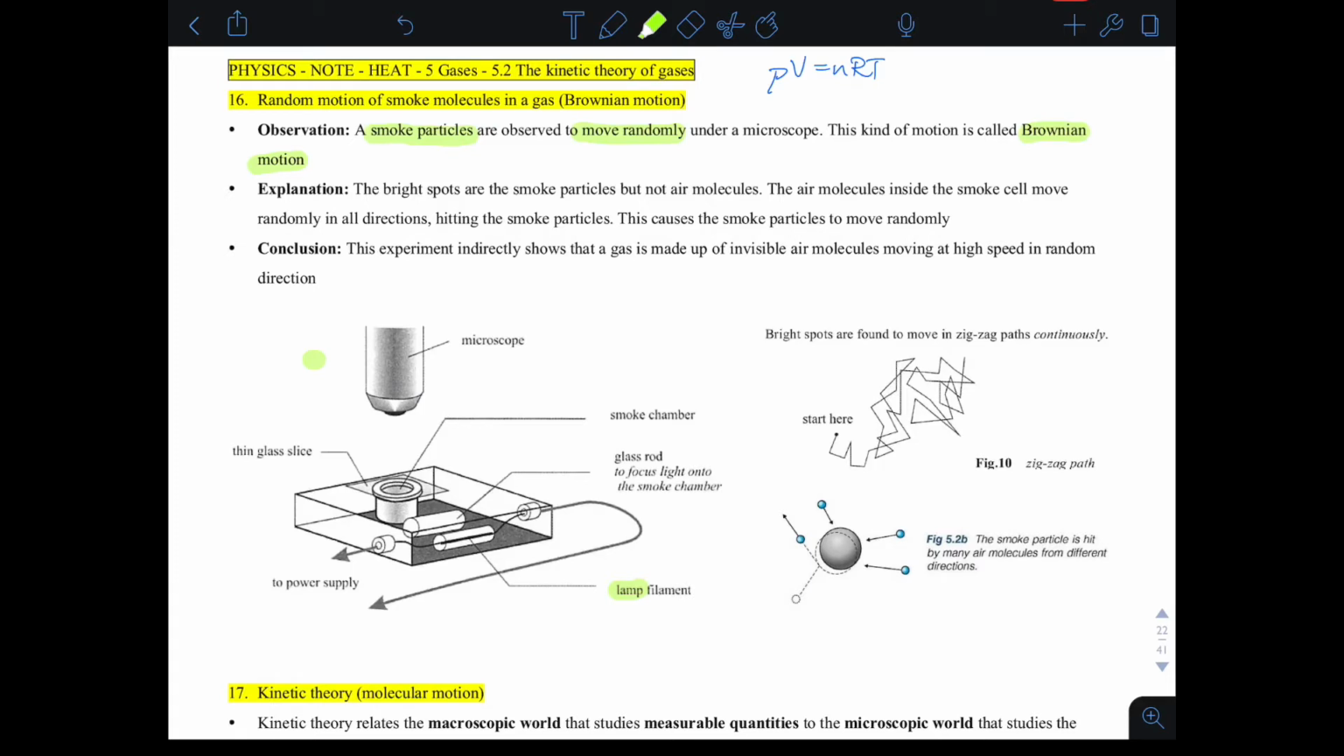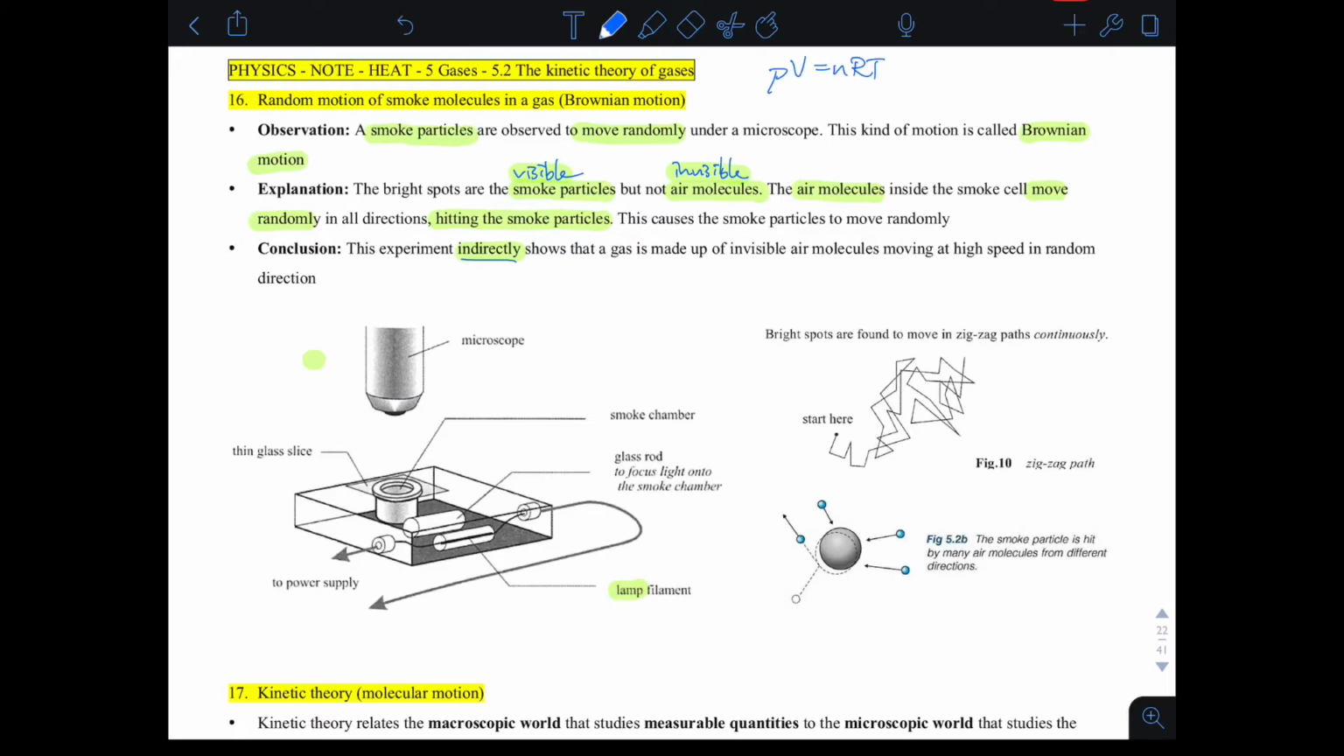And we try to explain why we can see that it is in random motion. The bright spots are smoke particles, so the visible smoke particles are moving randomly. And why? It is because they are hit by invisible air molecules. And the air molecules are moving randomly, so they are hitting the smoke particle and cause the smoke particles to also move randomly.